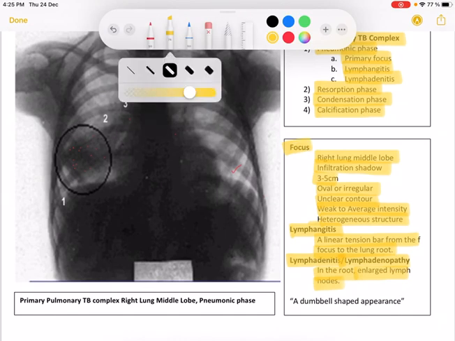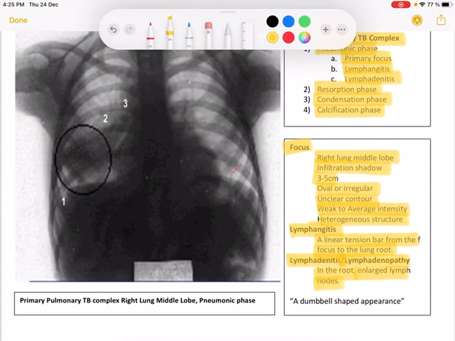So our final conclusion should be that it is a primary TB, second, pulmonary TB, and there is involvement of three components, so it is not only a focus. Now it is a complex. Okay, it is not only a focus, it is involvement of the focus plus lymph vessel plus lymph node. That's why it is a complex. So it is a primary pulmonary TB complex. Location is the right lung middle lobe. Which phase? Pneumonic phase.